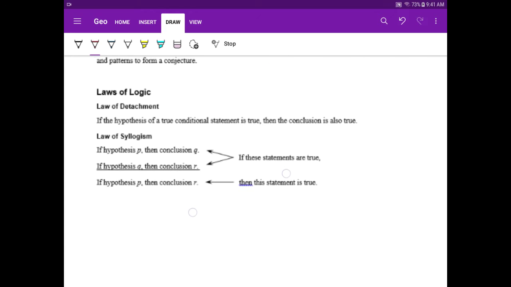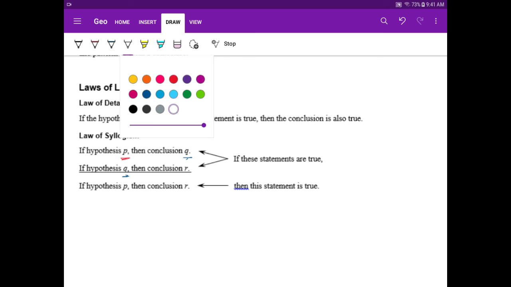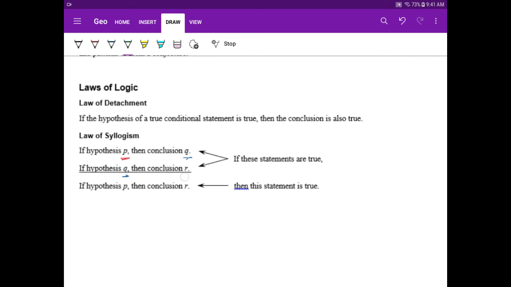Okay, syllogisms. So basically when you have a series of statements that link together, so for example, P links to Q, we use Q again to say R. So red links to blue, blue links to green. So if those are linked together, then red is also going to link to green.